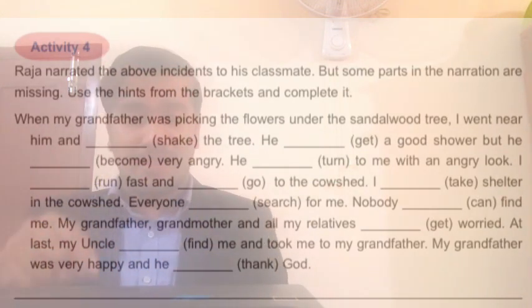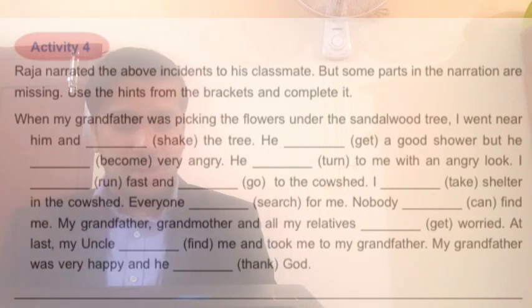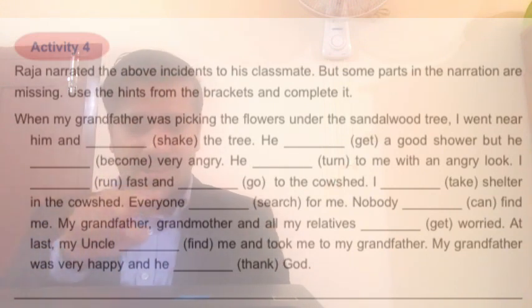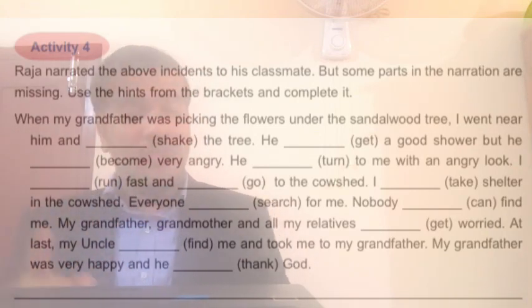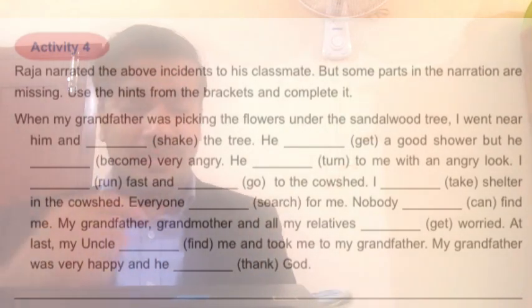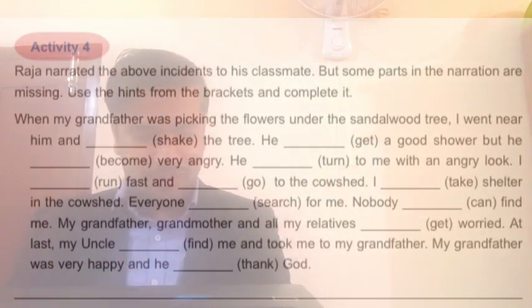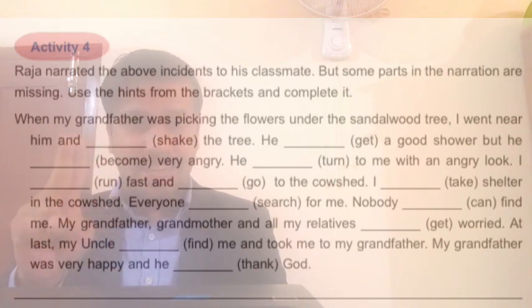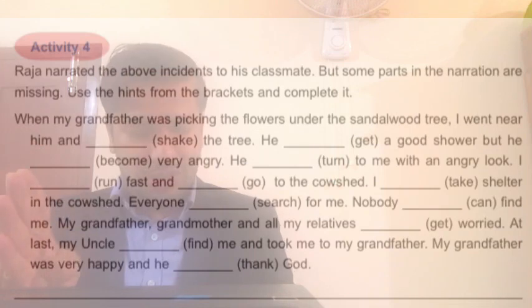But some parts in the narration are missing. You can see in it, some parts are missing. So you have to write the correct word. Use the hints from the brackets. There are some clues given in the brackets. Can you tell me the clues? Which are the clue words? For example, the first clue word is shake. Second, get. Third, become. Fourth, turn.